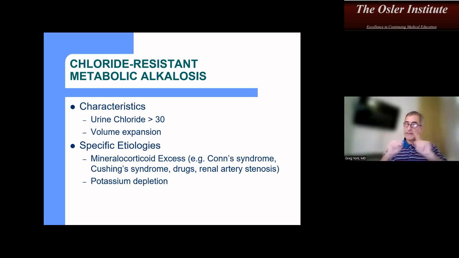But if the kidney's not working right, that won't happen. And so if you find that it's a chloride-resistant metabolic alkalosis, your urine chloride is high, then you can look at issues within the kidney, like mineralocorticoid excess or Cushing syndrome or renal artery stenosis as those causes.